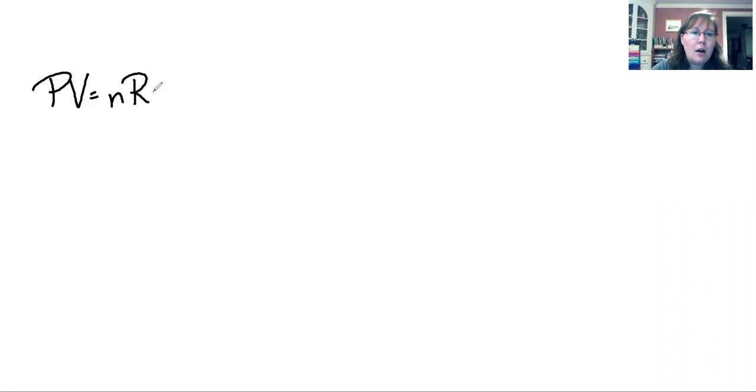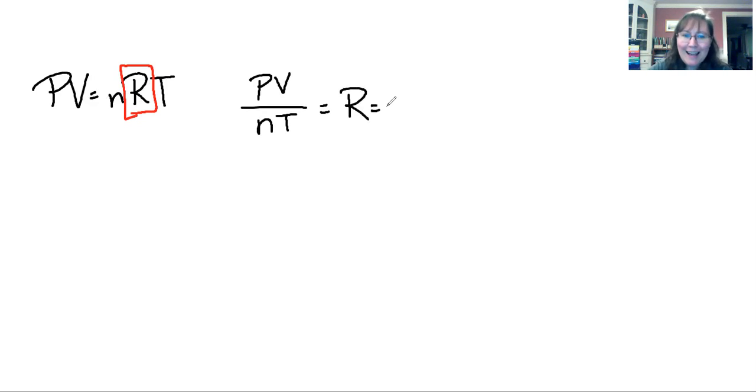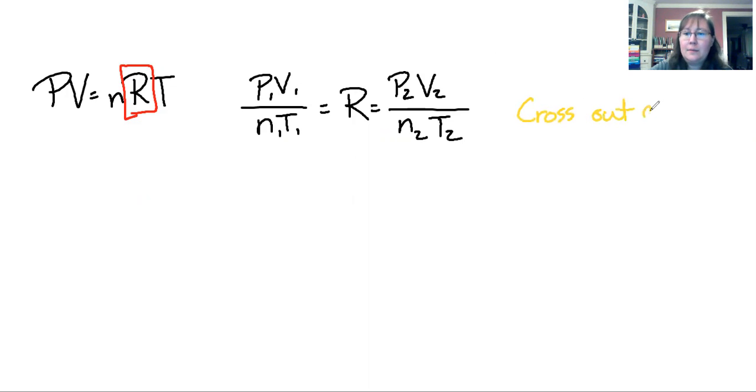PV equals nRT. Well, this R value is exactly the same for every gas sample, okay? So what that means is that if we could solve for R, and we could say then that PV over nT is equal to R. What that means is that for any set of conditions, you could say P1 V1 over n1 T1 is equal to R, and then you could say P2 V2 over n2 T2 is also equal to R. And then what you could do is you could cross out anything constant.